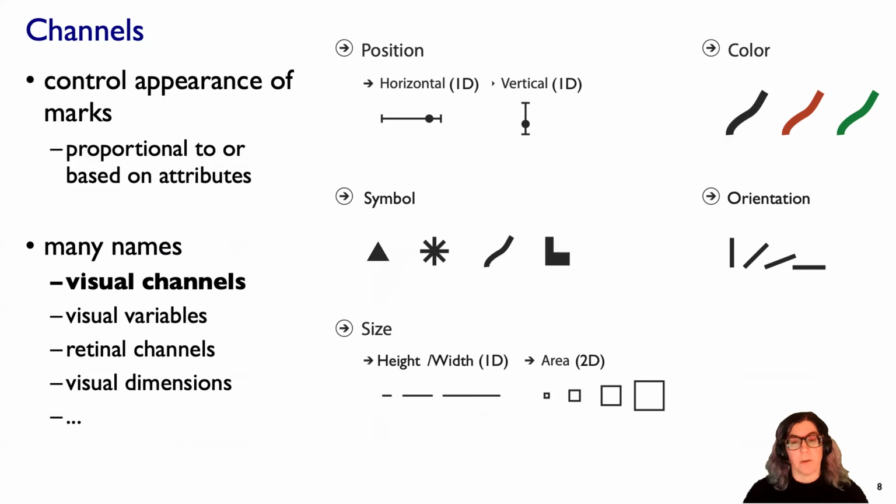Now, there's many channels. For example, where do you place things on a two-dimensional page, horizontally or vertically? Do you represent them as a symbol? Do you have some sort of one-dimensional size like width or height? A two-dimensional size like area? Do you color code them? Do you tilt code them to use orientation to show the value? There's all kinds of possibilities. This is an incomplete list.